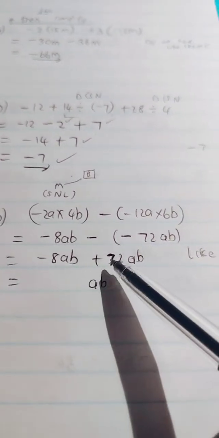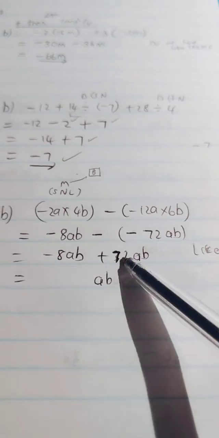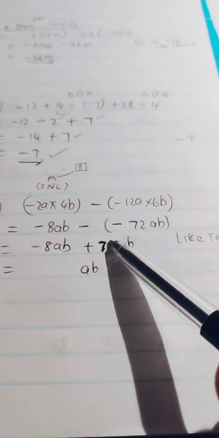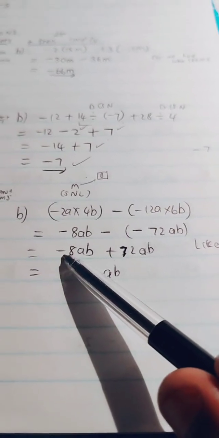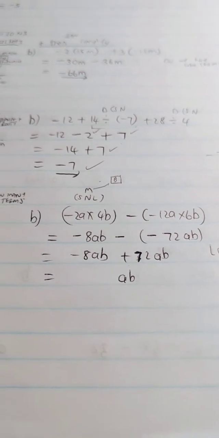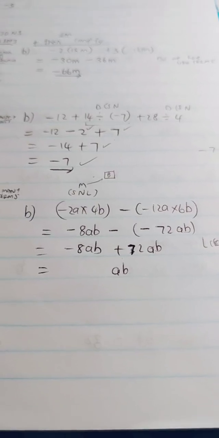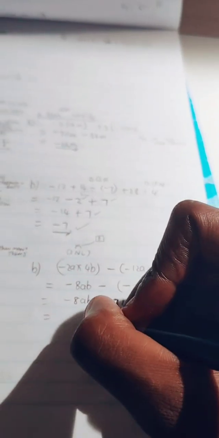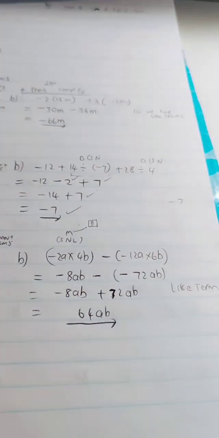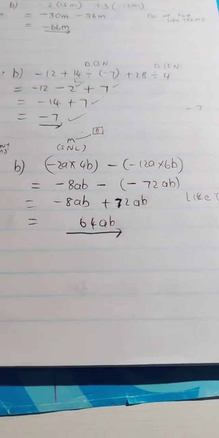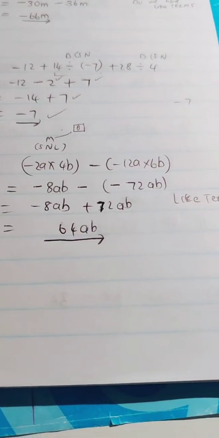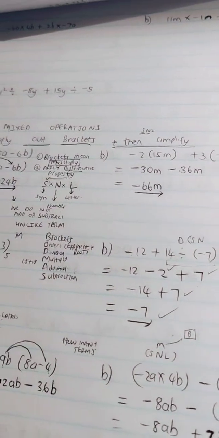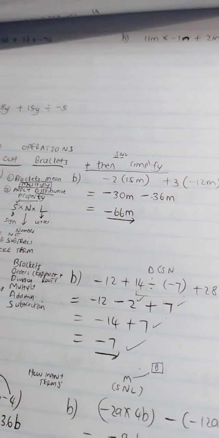Guys, when the signs are different, okay, big number minus small number, that will give you 64. Then you take the sign of the bigger number, so it is 64 AB, not negative, guys. Some of you are saying negative.